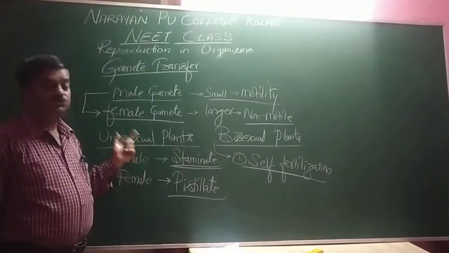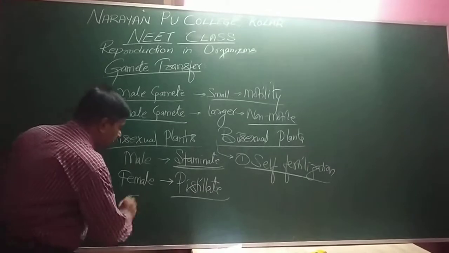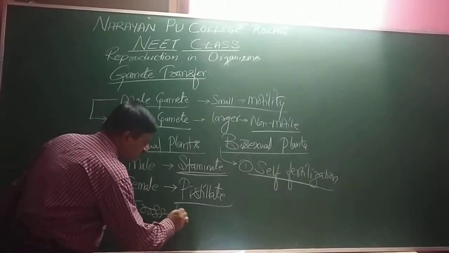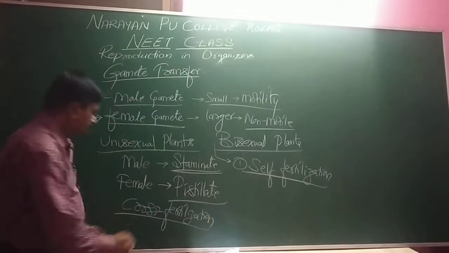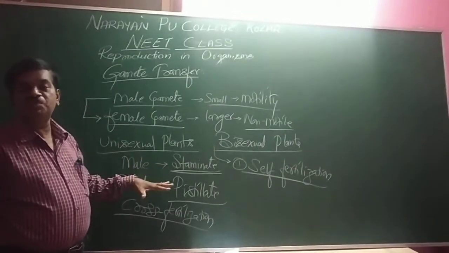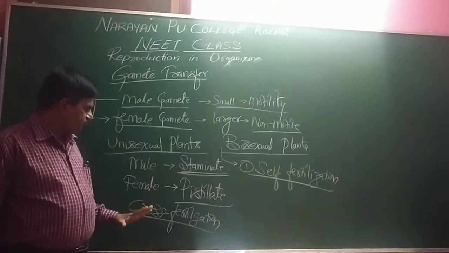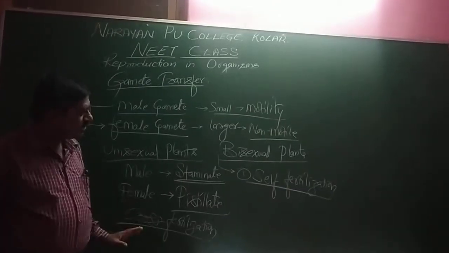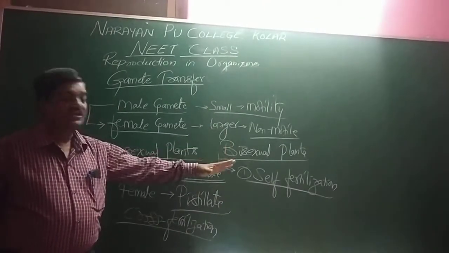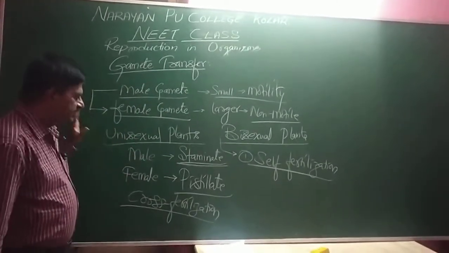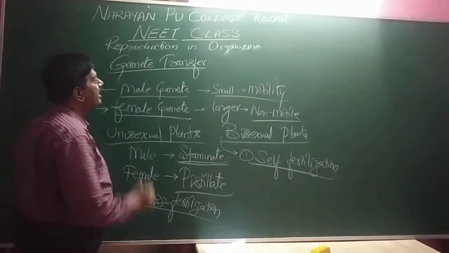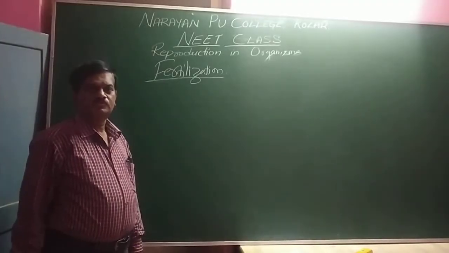Whereas in a unisexual, they always prefer cross-fertilization, because here the male plant is different and the female plant is different. Here the transfer takes place, so it is called cross-fertilization, whereas here it undergoes self-fertilization. This is nothing but gamete transfer. Now we go for the next study.